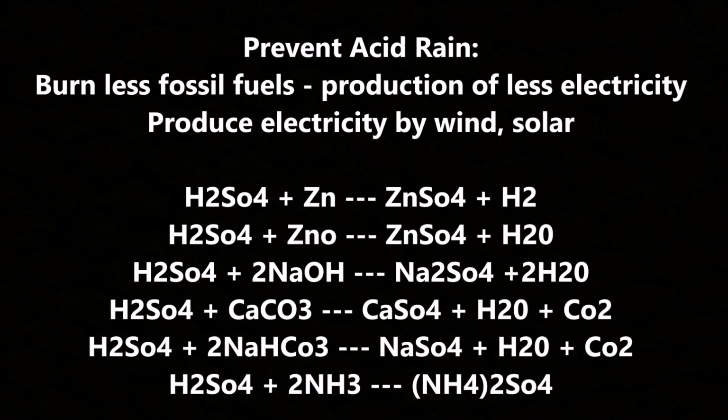Equations: H2SO4 plus zinc can give you zinc sulfate plus hydrogen, and then H2SO4 plus zinc oxide will give you ZnSO4 plus water, and then H2SO4 plus 2NaOH, that's sodium hydroxide, will give you sodium sulfate plus water, and then H2SO4 plus calcium carbonate will give you calcium sulfate, water, and carbon dioxide.